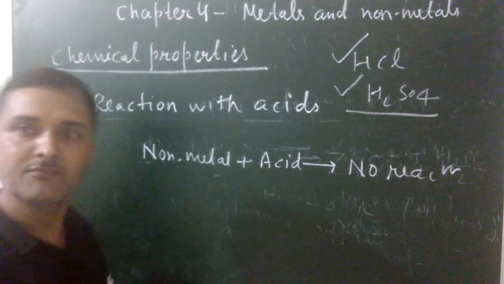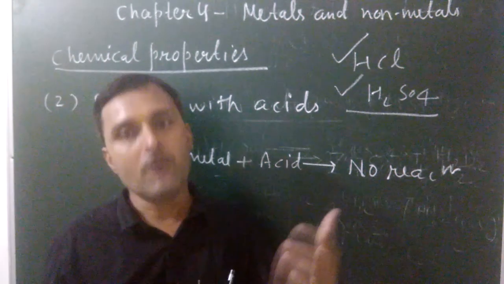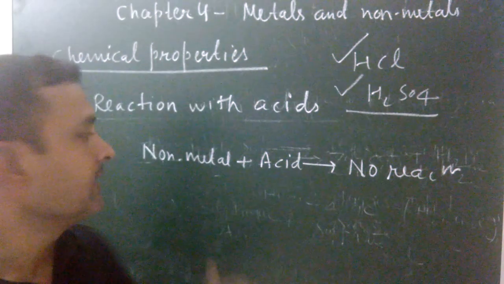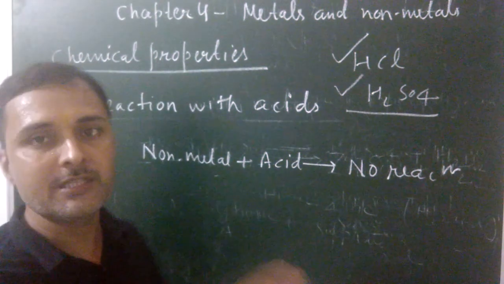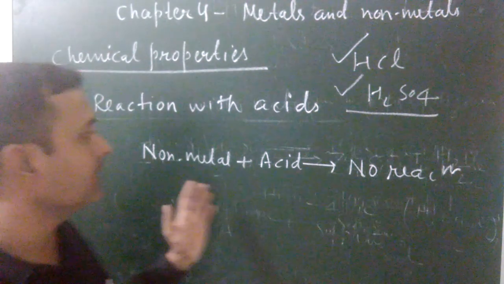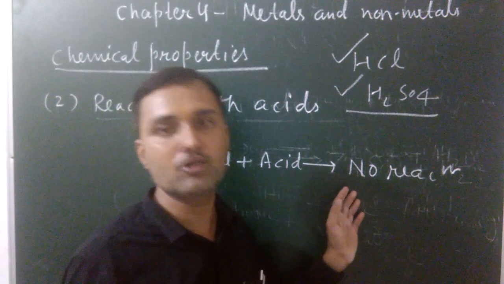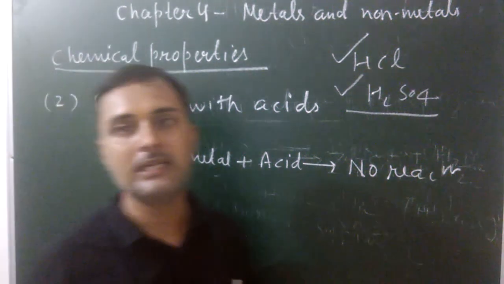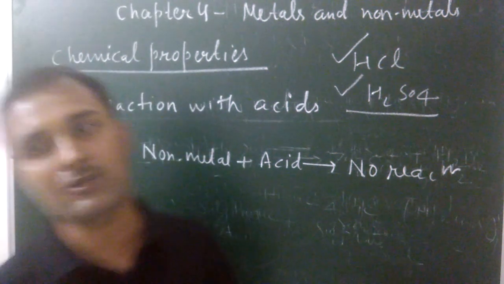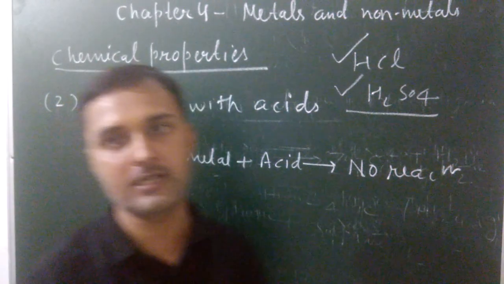So generally when a metal reacts with water, it gives metal oxides or metal hydroxides, and non-metals do not react. Here also, when a metal reacts with acid, it forms salt and releases hydrogen gas, but non-metals do not react with acid, and there is no formation of salt and no release of hydrogen gas. So this is all about today's topic. I have explained two chemical reactions: reaction with water and reaction with acid of metals and non-metals.